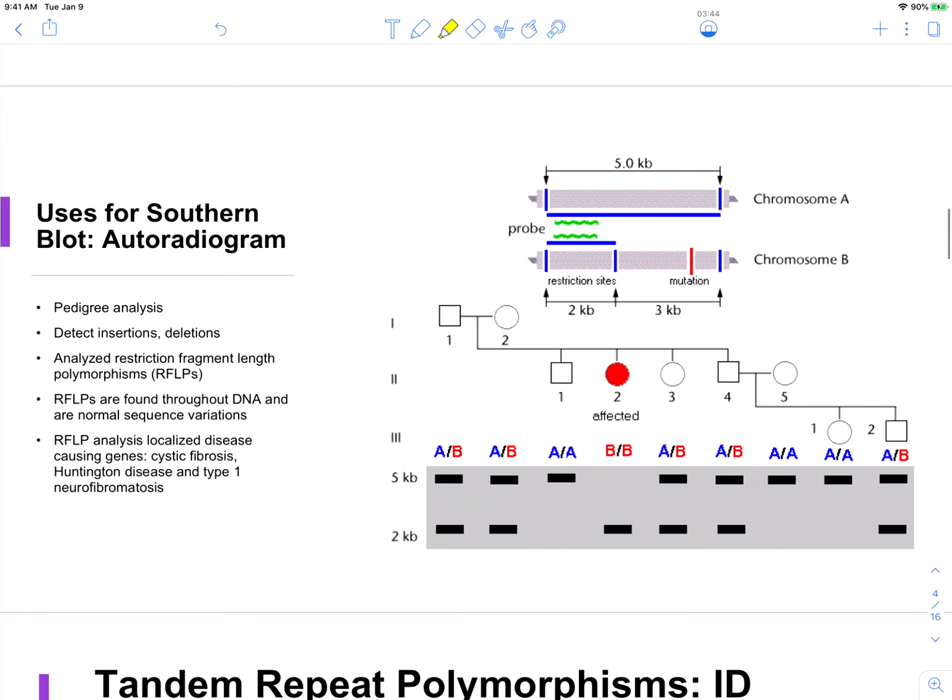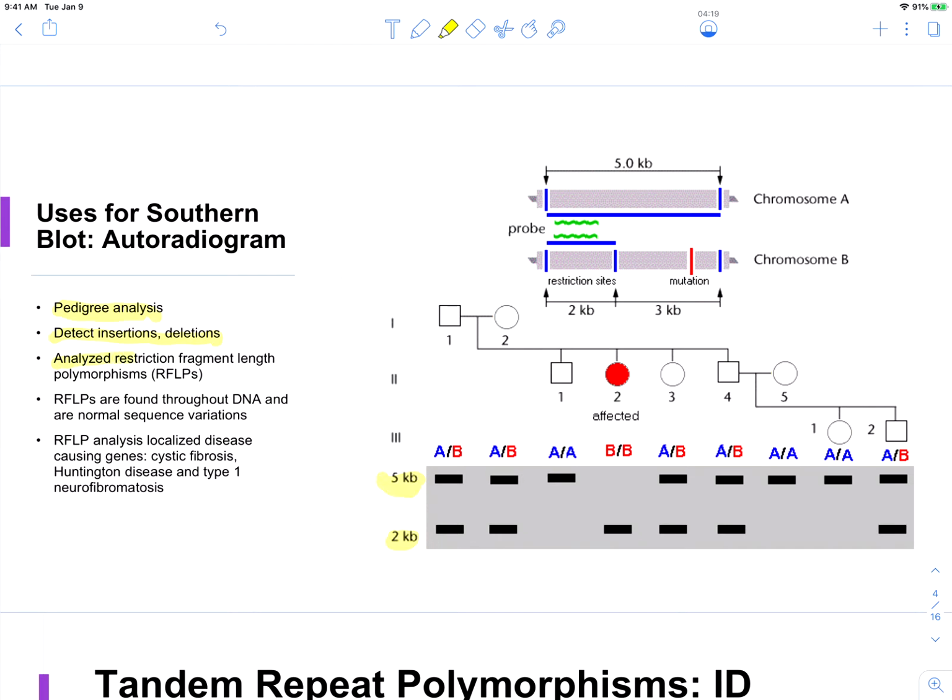Now, the Southern blot, which is also referred to as an autoradiogram, is used, for example, in pedigree analysis, and is used to detect insertions and deletions of DNA. If you have a change in the fragment length, you can see that change based on the size of the fragment on the actual gel. So if you have different mutations, you can pick that up using Southern blotting as well.